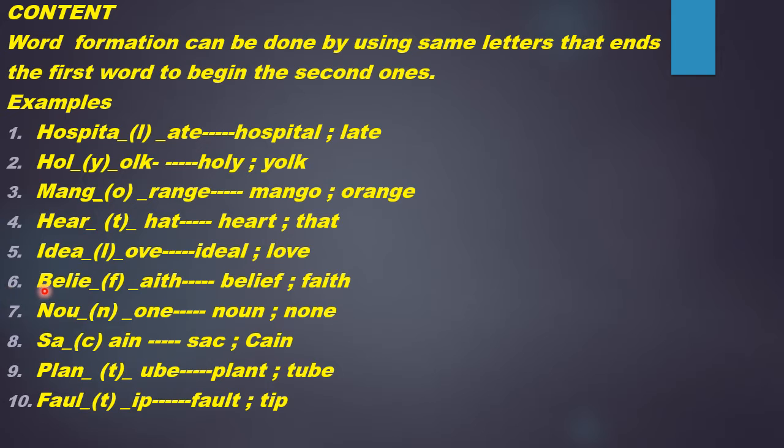Number 6 says believe. What do you think will be there to form the word that can end this and start this? So we chose letter F. When you add letter F to the end of this, you have belief, and when you add it to the beginning of this, you have faith. In number 7, you are also given noun and a space. Remember, you still have to put a letter to give a meaningful word, and then we chose letter N, which turns this to become noun and this to become noun.